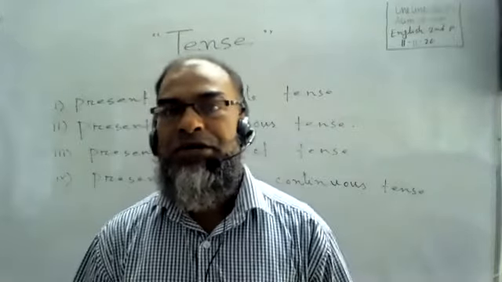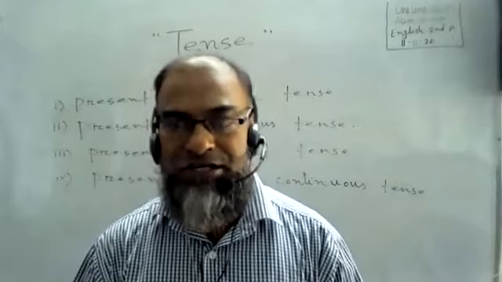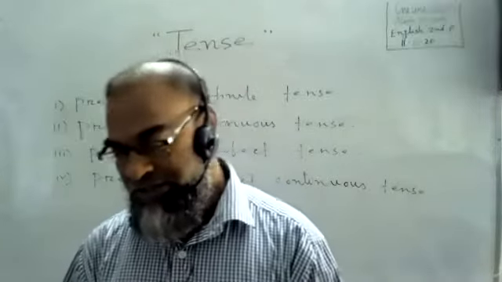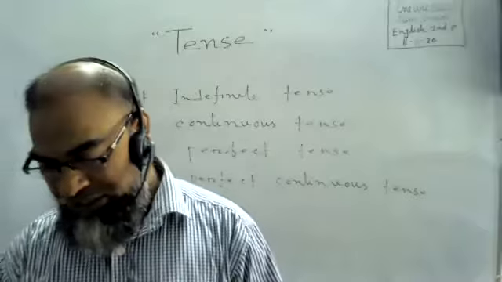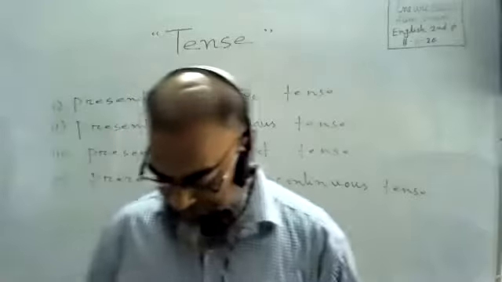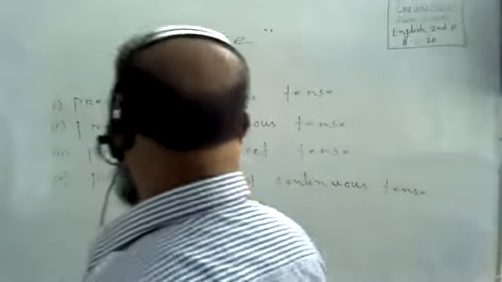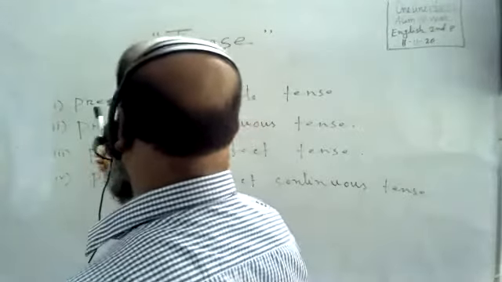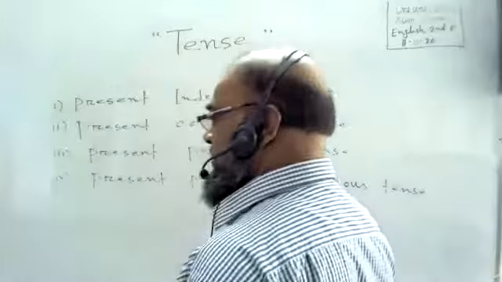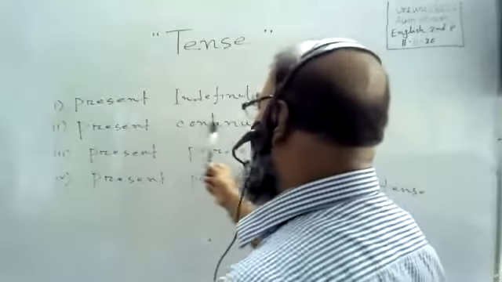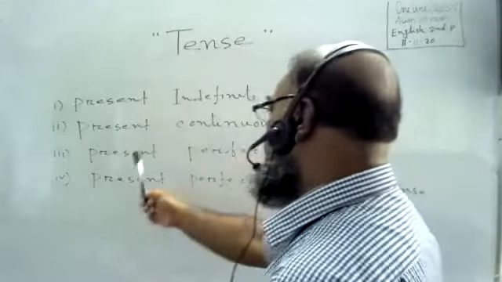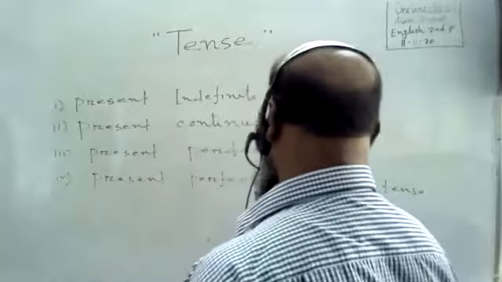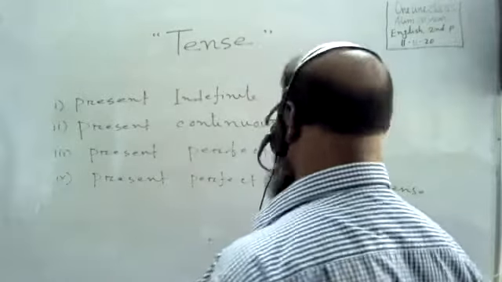Again, present tense. How many kinds of present tense? Present tense is four kinds. Look at the blackboard. Present tense, four kinds. Number one, present indefinite tense. Number two, present continuous tense. Number three, present perfect tense. Number four, present perfect continuous tense.